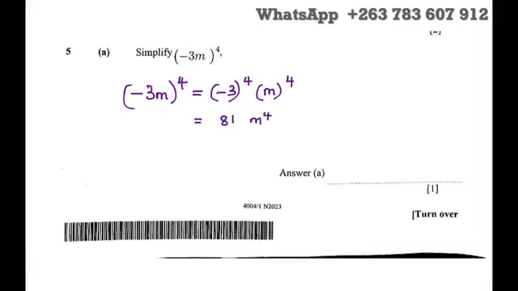Then on number 5, simplify (minus 3m) to the power 4. We must learn to separate these numbers. So minus 3 is a separate number. m is a separate number, which can be raised to the power 4. So in this case, minus 3 to the power 4. Note that minus 3 is in brackets, so this negative will be affected. So minus 3 to the power 4 is positive 81. Then m to the power 4 remains m to the power 4. If we multiply them, 81 m to the power 4. So this was our final answer.